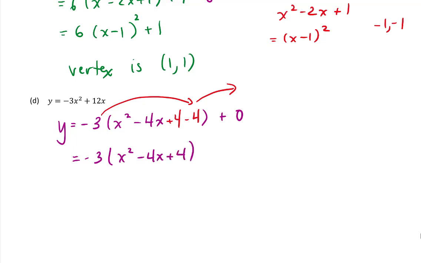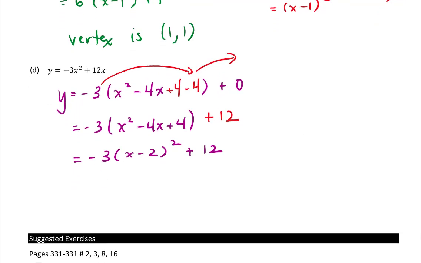But then we kicked out a negative 4. We times it by negative 3. So that's going to give us a plus 12. And now all we need to do is factor and simplify. So we get negative 3. If you factor this, you get x minus 2 squared, and you can try that on your own, plus 12. So this means for our last example, our vertex is 2 and 12.